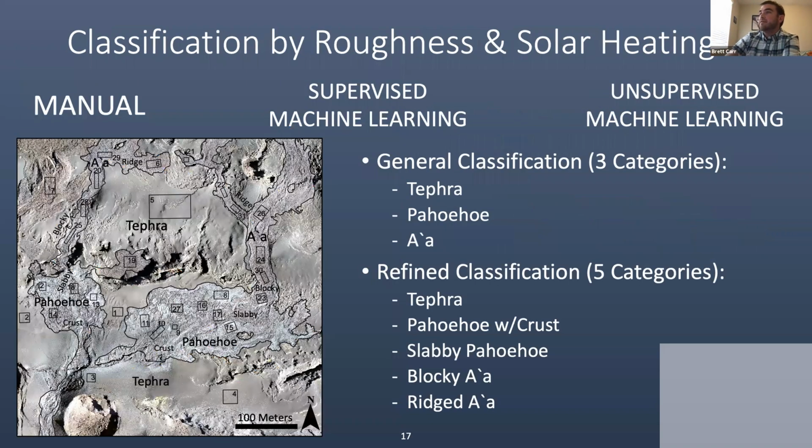And so to classify them, we applied a few different techniques and a couple different types of classifications. We had a general classification, which I've already talked about, in the sense that we have tephra, A'a lava, and Pohoihoi lava over this area. And then we also did a refined classification with 5 categories where we kept tephra as its own category and split the 2 lava types into subtypes.